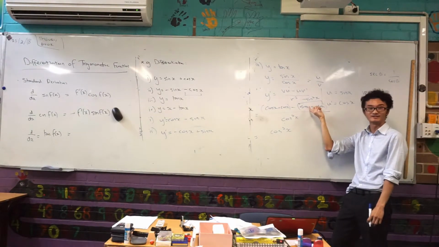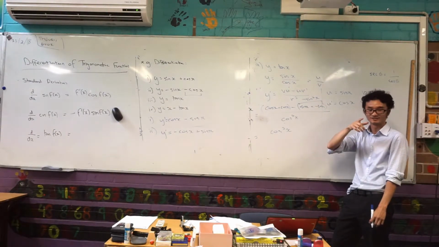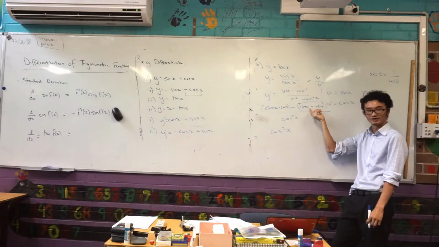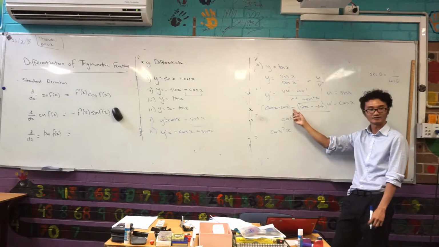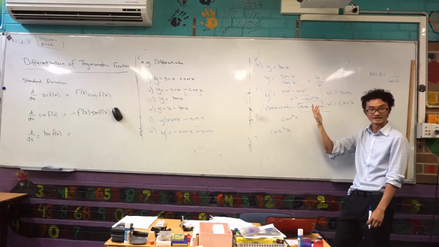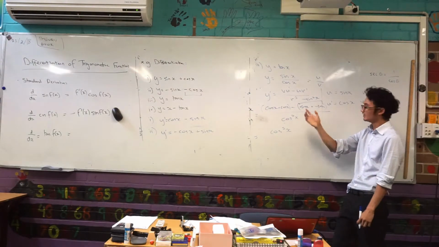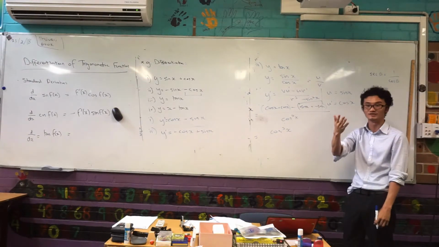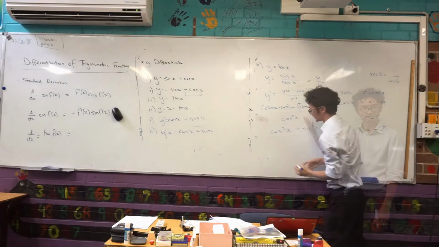This part is going to be negative sine squared x. But what happens when we have a negative at the front again? It's going to be positive, and the other one's going to be negative. So negative times a negative is a positive. Okay, so this whole thing is actually going to be positive, so it's sine squared x, just like that.